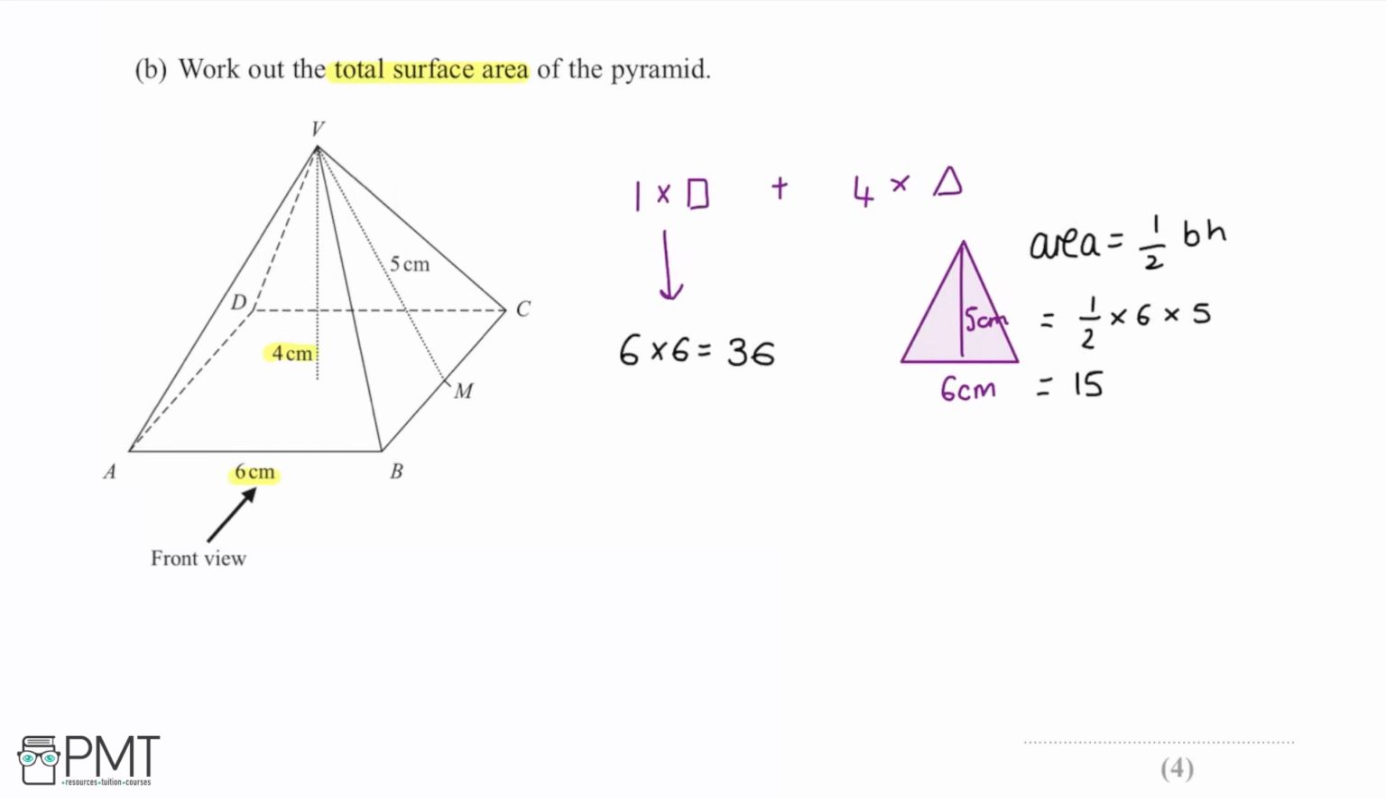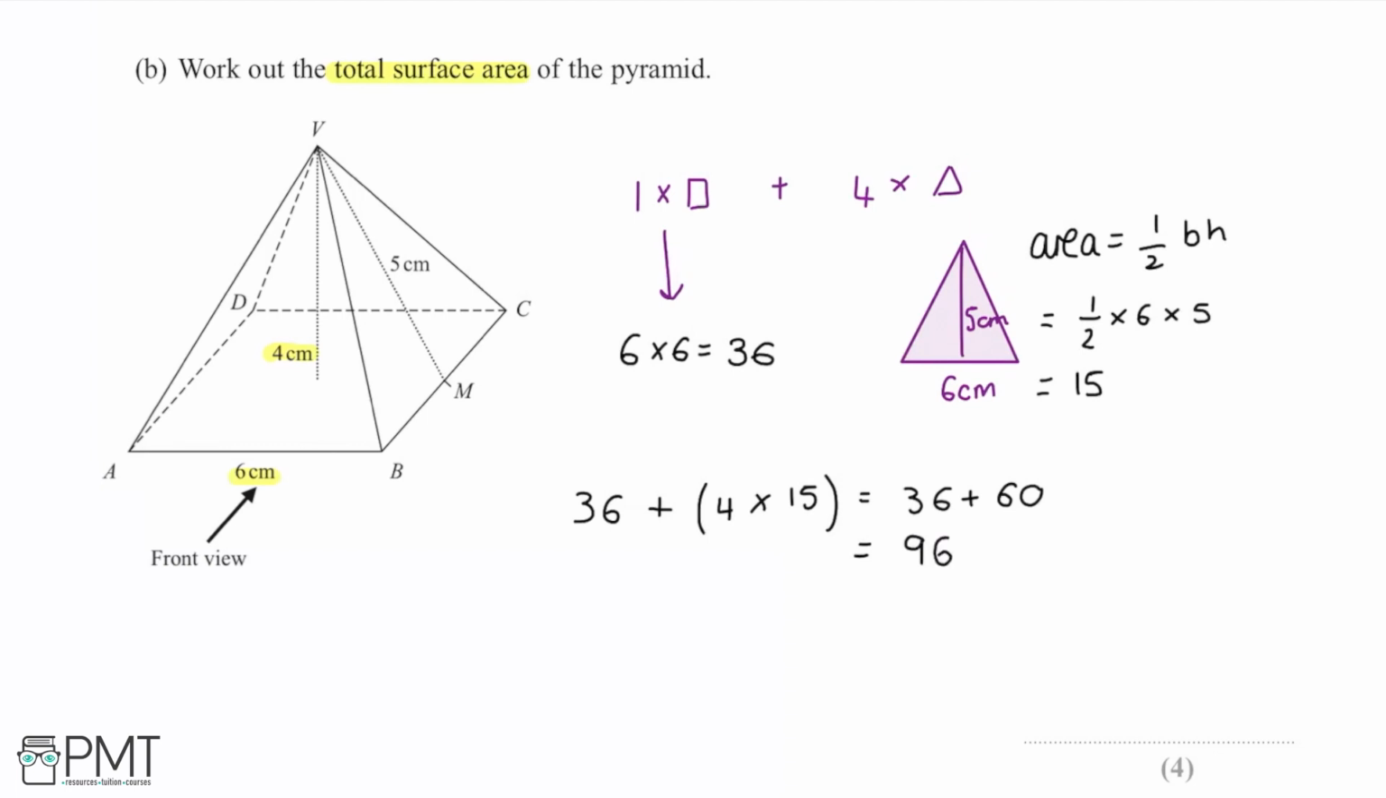So now I have the area of the square base and an area of one of the triangular faces. I can simply add them together. So I have the 36 for the square base, and I'm going to be adding on 4 lots of these triangular faces, the area of that, so 4 times 15, and that's going to give me 36 plus 60, which gives me a final answer of 96.